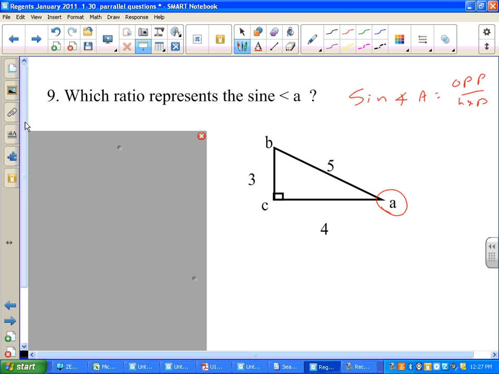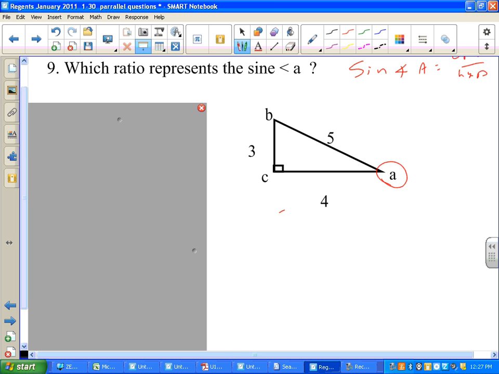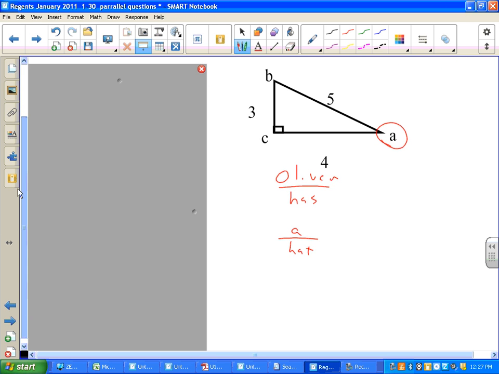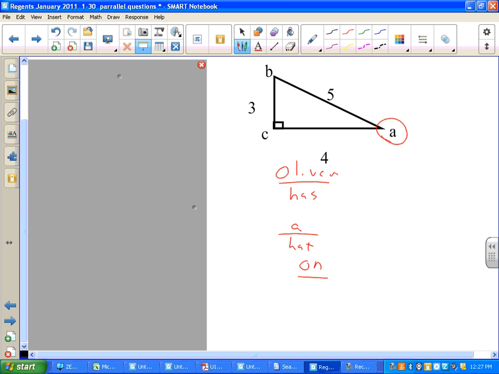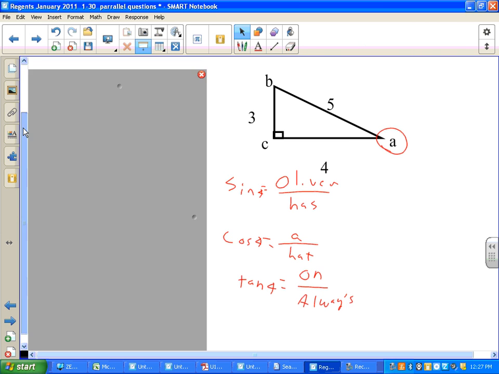Let's go over a little mnemonic right now to remember sine, cosine, and tangent. Oliver has a hat, and the last one is on always. Oliver has is sine, a hat is cosine, and on always is tangent. Or you can look at your reference table like I said earlier.